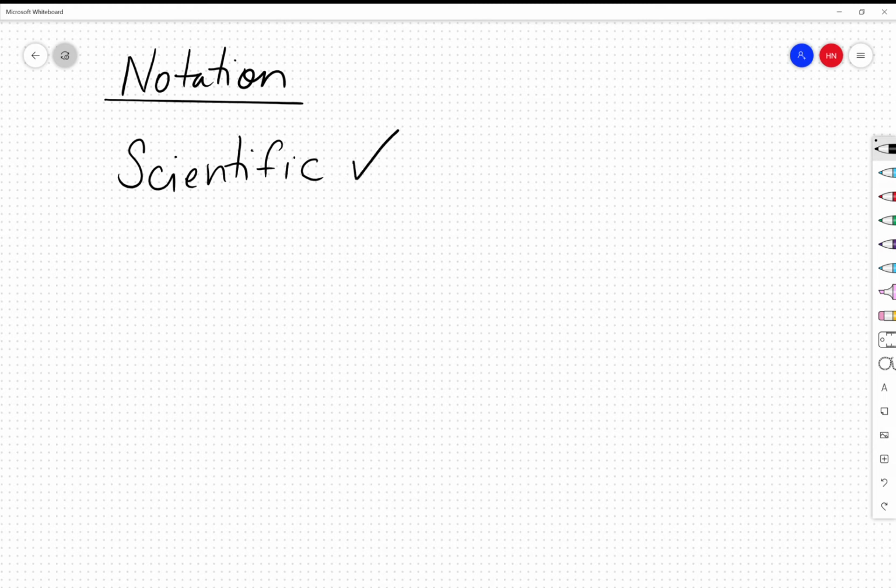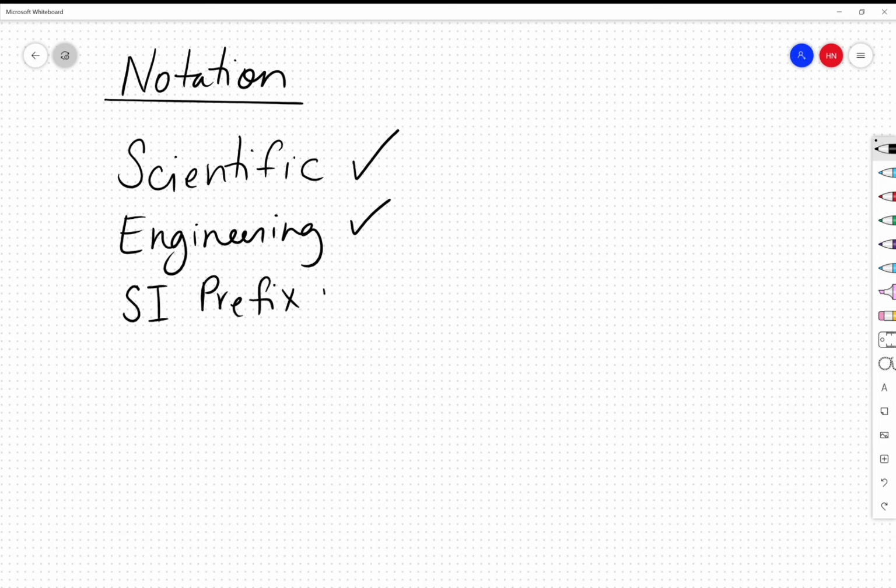Scientific notation, which is something you've done in the past. We're going to also learn about engineering notation, which is something that's going to be new to you, I think, unless you've taken another class about engineering notation. And lastly, we're going to do the International Standard or SI prefix notation. Okay, so those are the three notations that this little lesson is going to cover.